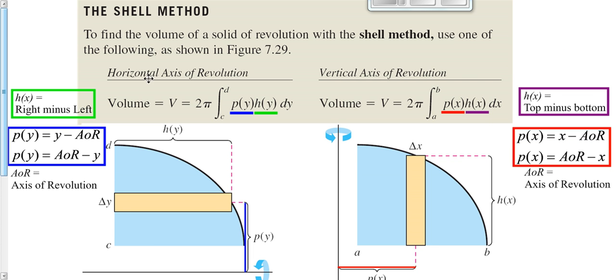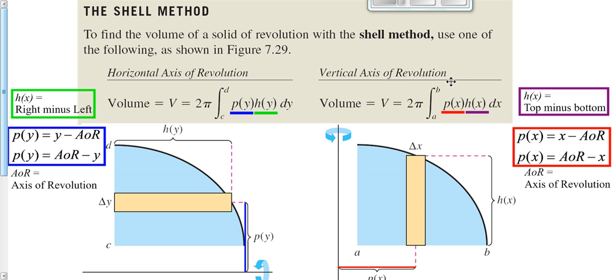Now the shell method, if you're dealing with a horizontal axis of revolution, is 2 pi r h. Your radius is always y minus your axis of revolution, or your axis of revolution minus y. And then the height of your cylinder is how far you go left and right, which is always what's on the right minus what's on the left. Sometimes one of those numbers is going to be 0 if you're dealing with your axes.